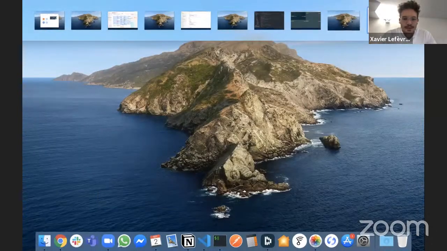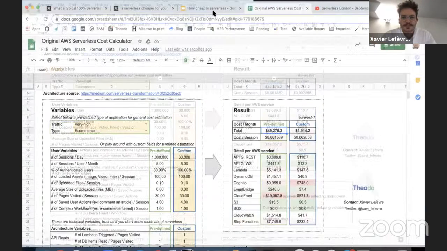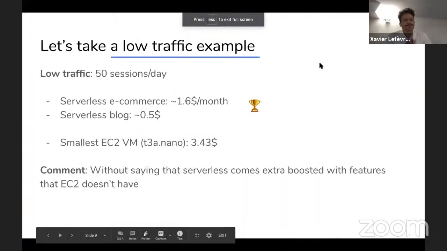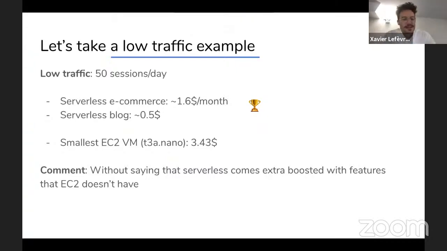Next, let me go back to my slides. So now, thanks to this calculator, we can assess and understand a little bit more about costs of different types of applications in an easier way. What happens with the low traffic example? So if we take an e-commerce with 50 sessions per day, it should cost around $1.6 per month. A blog site is going to be $0.5 per month. So it's quite accessible, but the traffic is quite low.